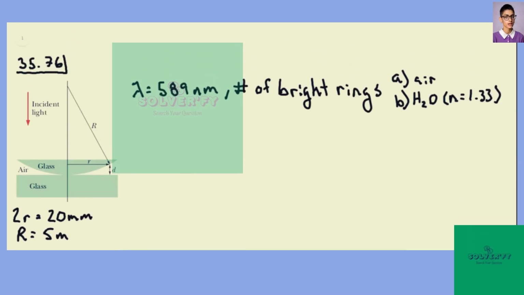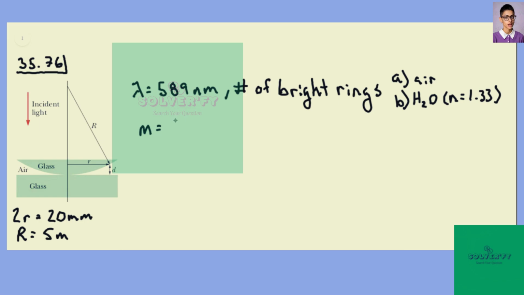This is problem 76, the second in a series of 3 problems about the Newton's rings experiment, or phenomenon, or whatever you want to call it. We're told some information about the dimensions of this. We're given the wavelength of light, and so we want to find the number of bright rings we're going to see, first in air, and then in water that has an index of refraction roughly 1 1/3.